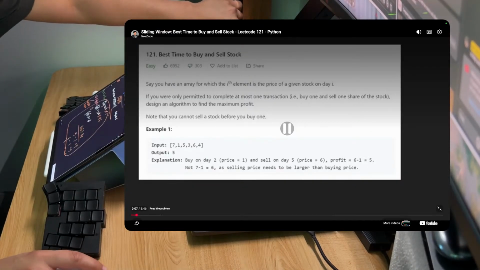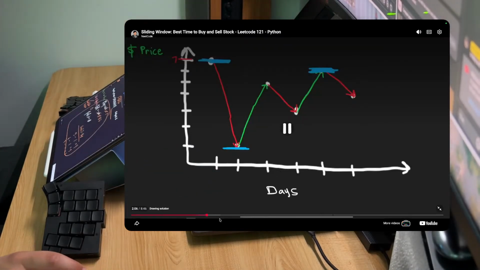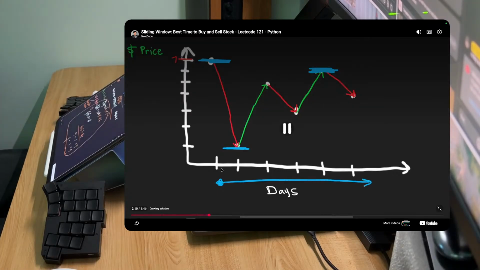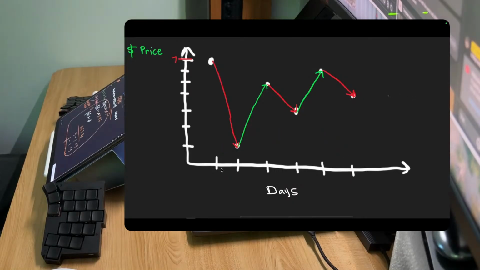So today let's look at Leetcode 121, best time to buy and sell stock. Well, it turns out we know that time moves in one direction, right? We can't go back in time to sell at this price. So how are we going to solve that problem?